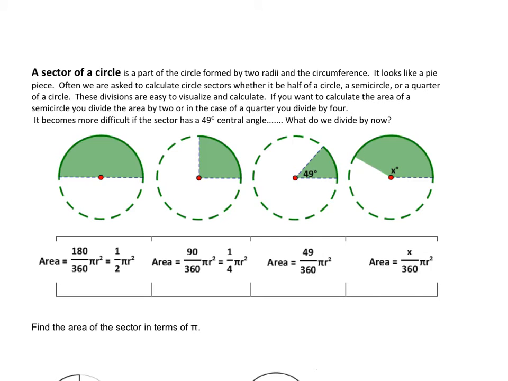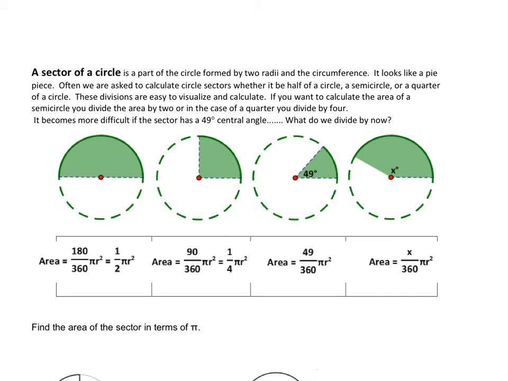If you want to calculate the area of a semicircle, you divide the area by 2, or in the case of a quarter, you divide by 4. It becomes more difficult if the sector has, say, a 49-degree angle. So what do you divide by now?